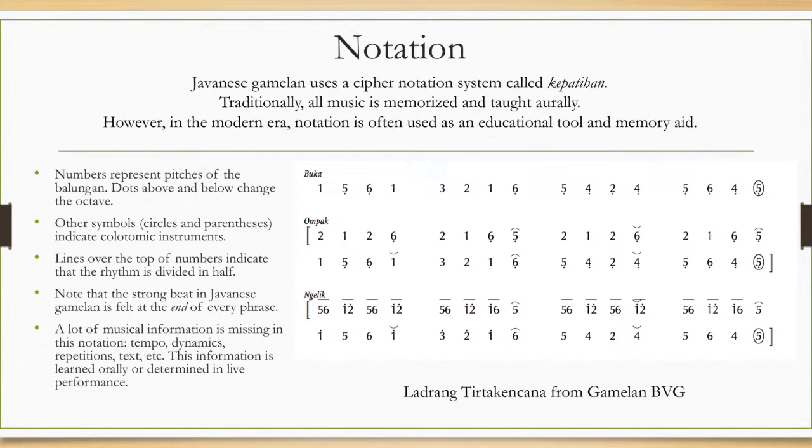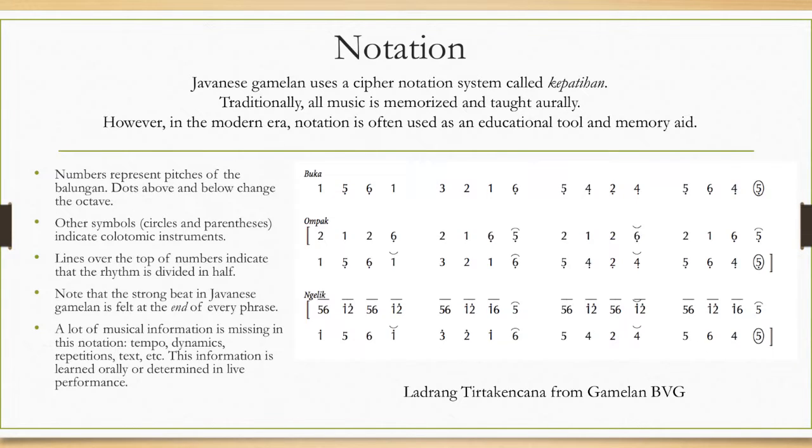Okay, so the next thing we need to talk about is notation. Javanese Gamelan uses a cipher notation system called Kepatihan. That's what we're looking at here, this little example. Originally, Javanese Gamelan was memorized and taught completely by ear, all orally, but in the modern era, notation is often used for education in universities in Indonesia and, of course, outside of Indonesia, and it's used to assist in memory.